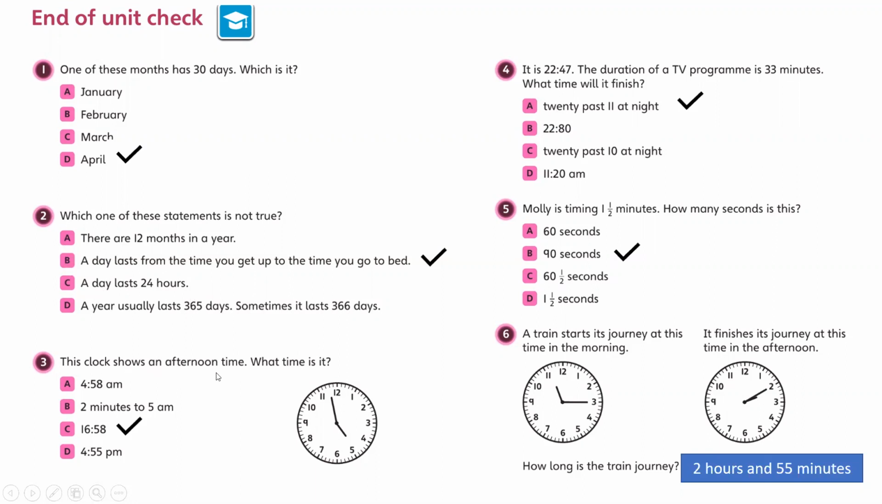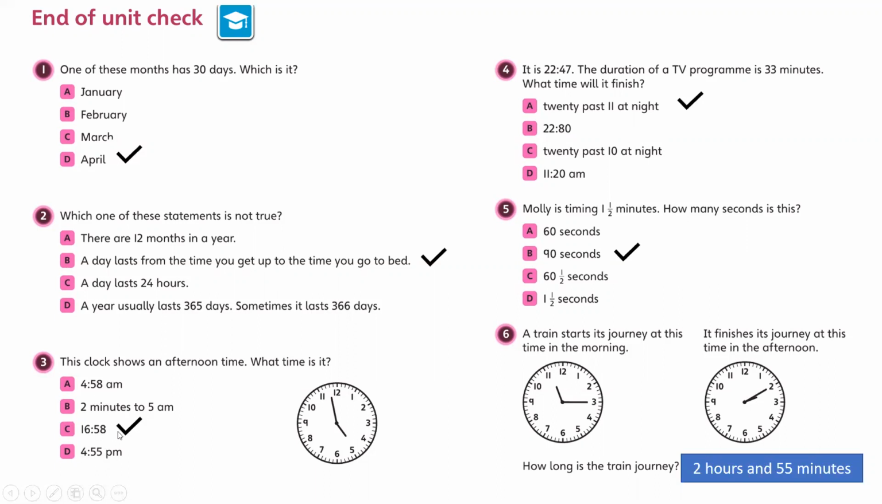This clock shows an afternoon time. What time is it? Afternoon is the clue. So it needs to be afternoon. So I'm going to look down here, and straight away there's 2 that I can cross off. This one says AM and this one says AM. So I'm not even going to look at those. They're both wrong. It's going to be one of these 2.